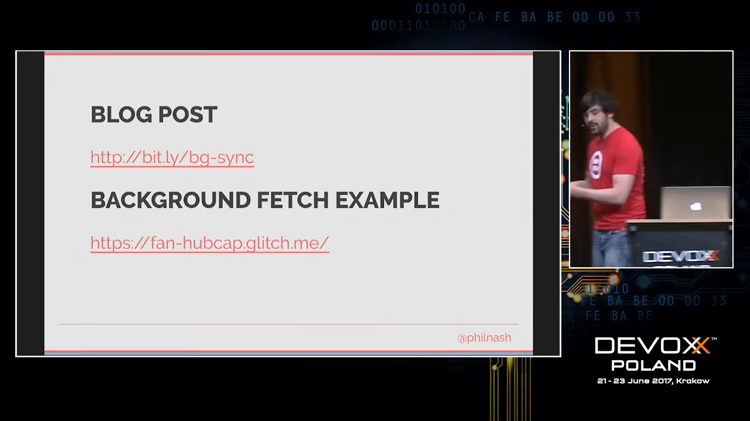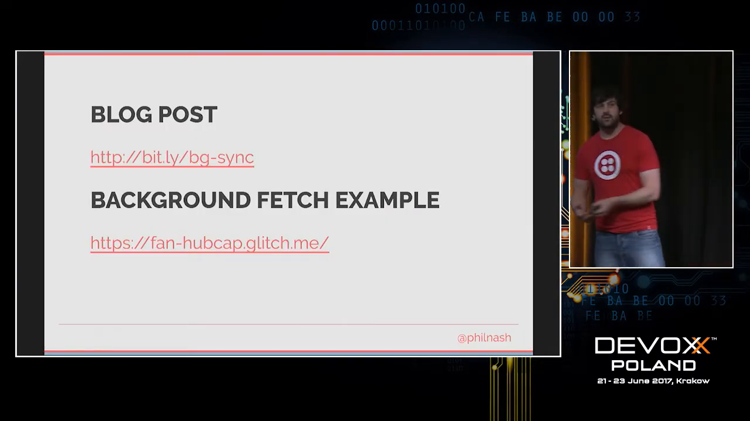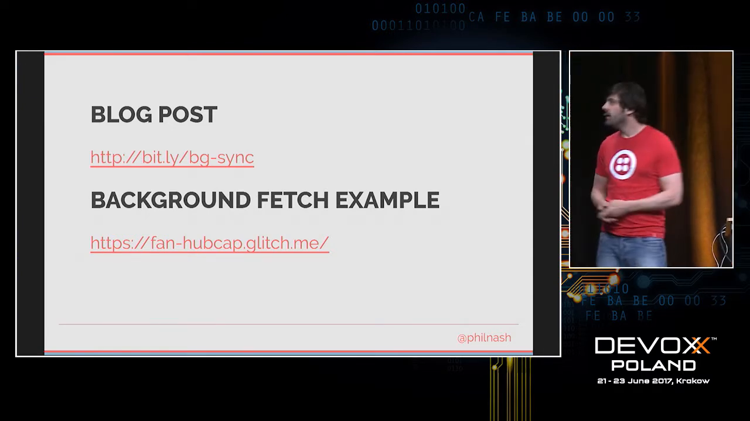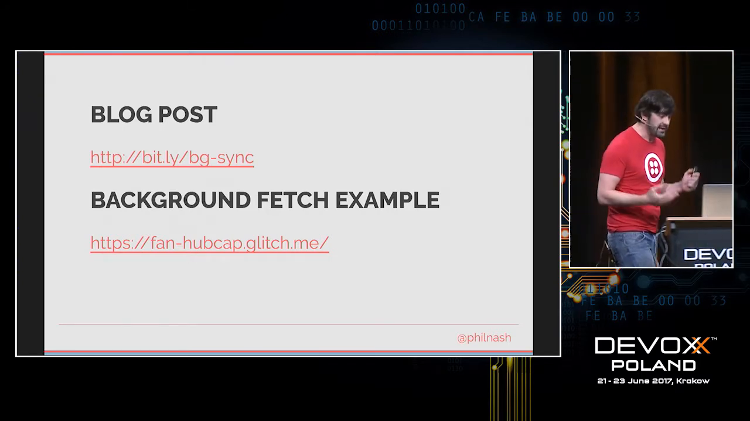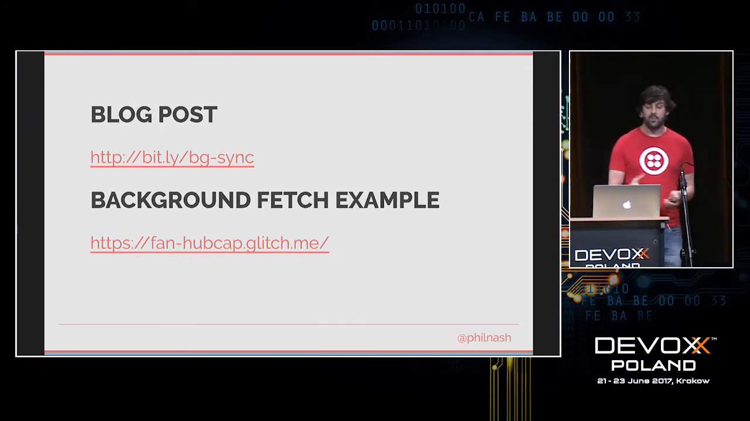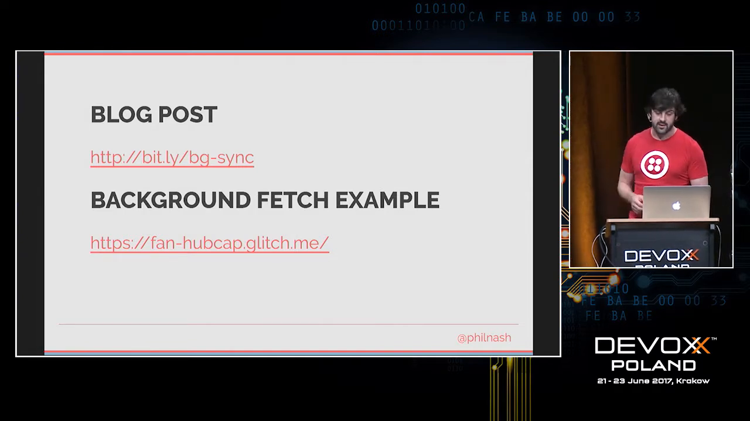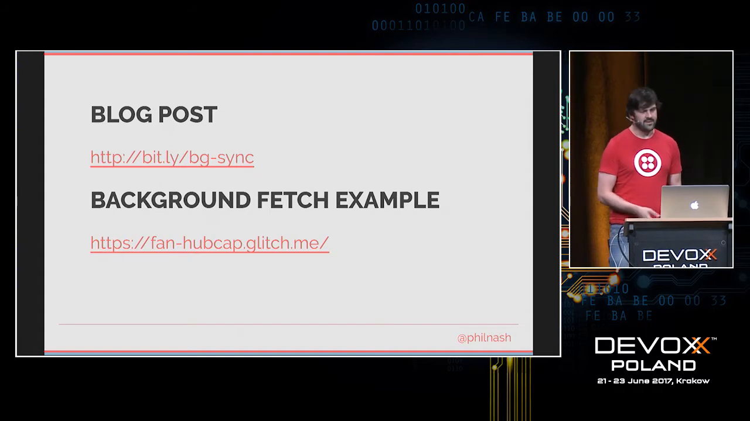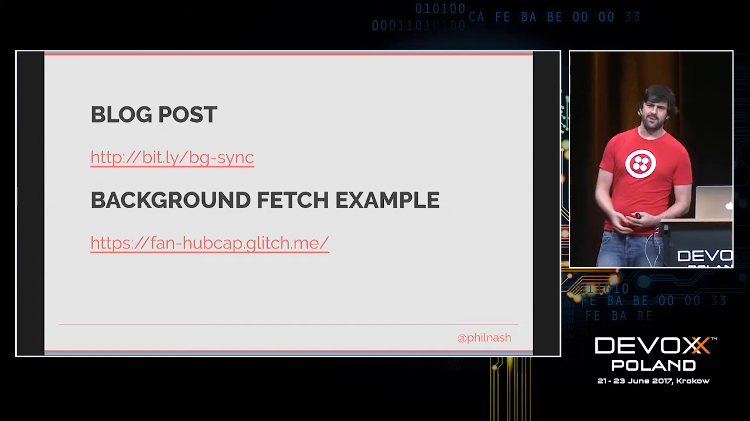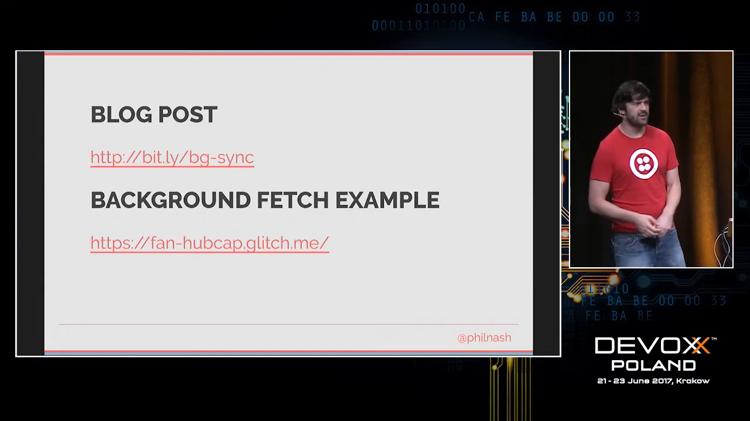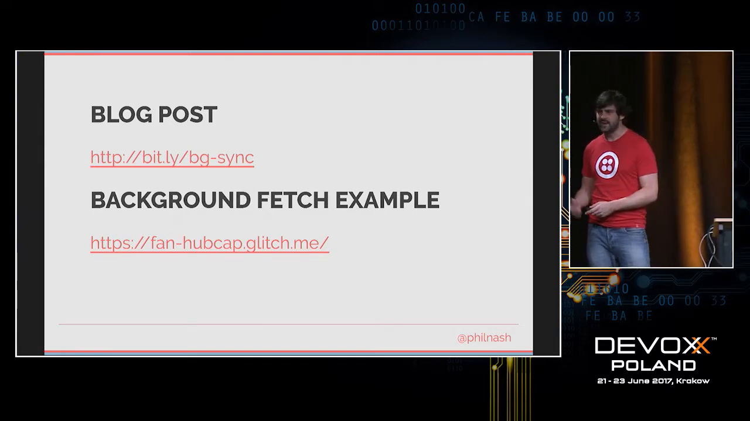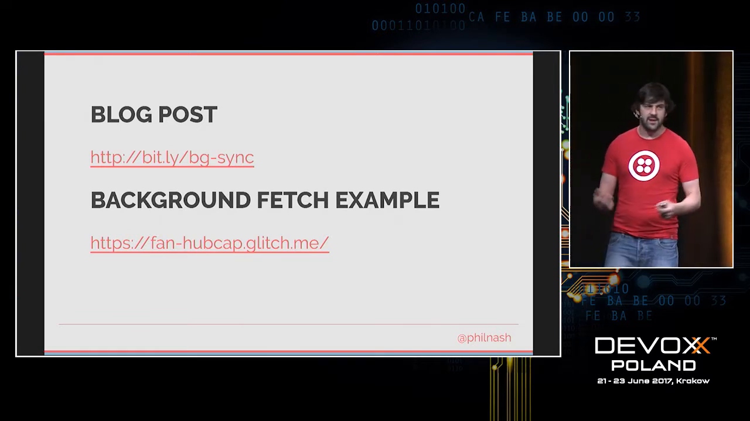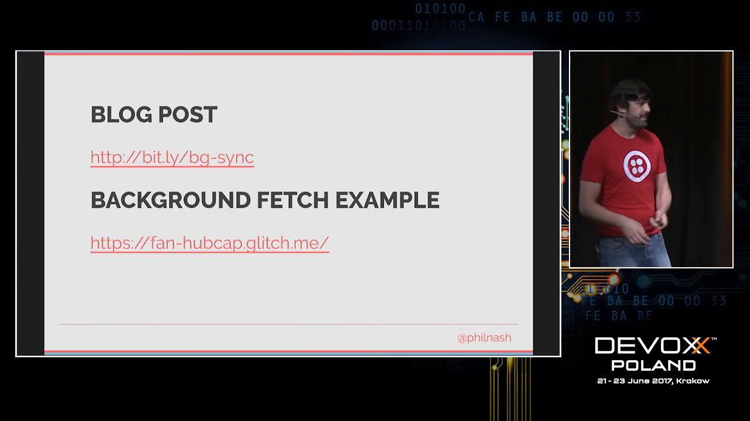Cool. So if you are interested in any of this, you can read more about it. I have a more in-depth blog post about the background sync API, which you can see at that bit.ly link there. The background fetch example is on Glitch, which is a cool new service for sharing code and examples and experiments like this. So if you go to fanhubcap.glitch.me, you can go and see this and see the source code as well. I will probably write up a bit about this myself later. I will post these slides online, which have all the links in them as well as links to other parts of the spec that I think might be important.